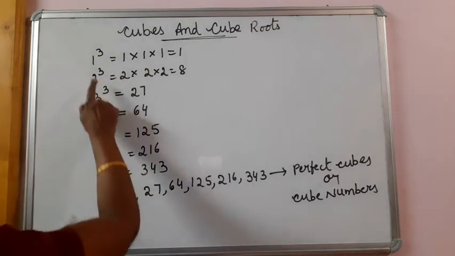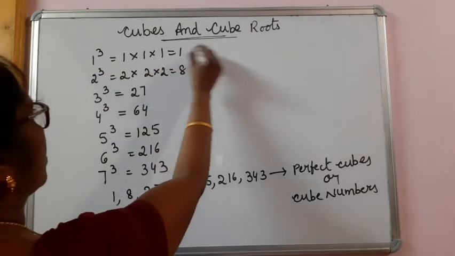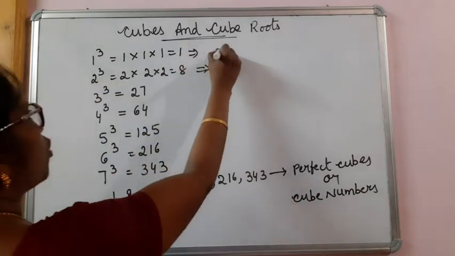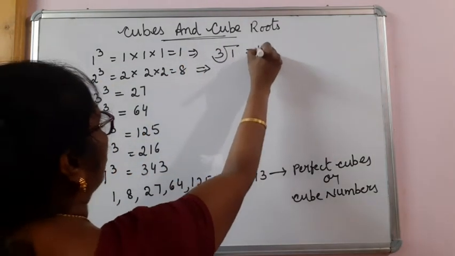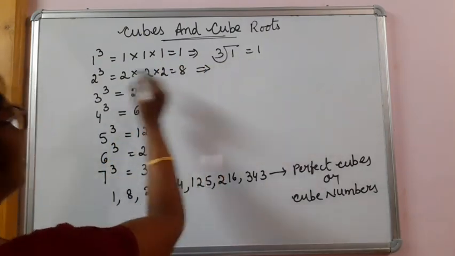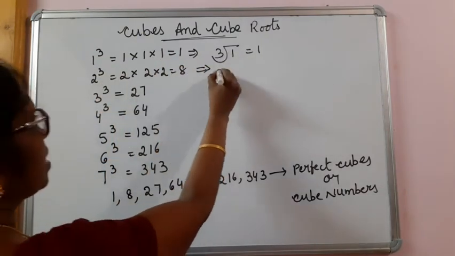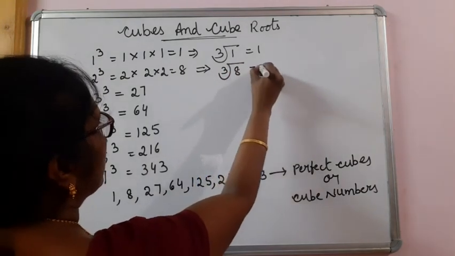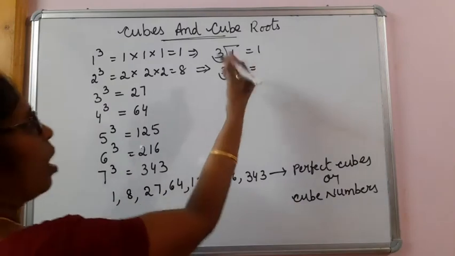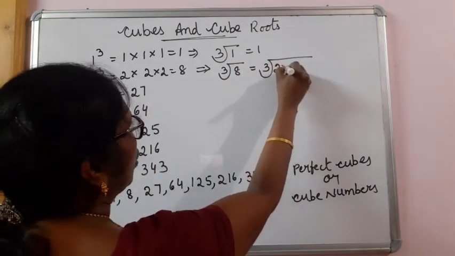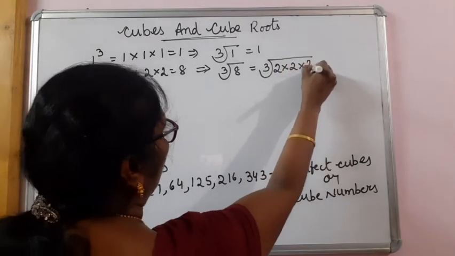So 1 cube is 1, which means the cube root of 1 is 1. In the same way, 2 cube is 8. That means the cube root of 8 is equal to 2. How do we get this? Let me explain. 8 is 2 into 2 into 2.